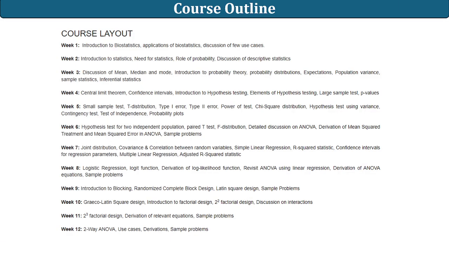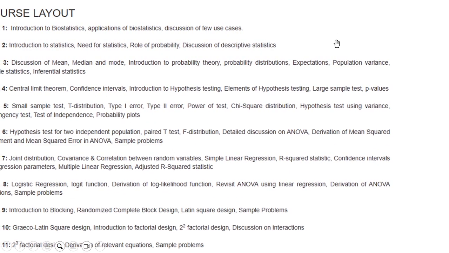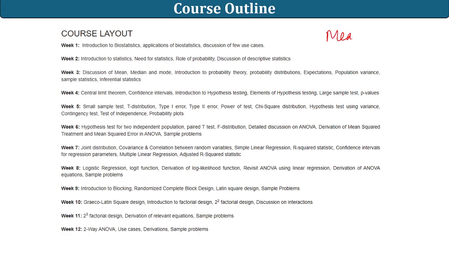In the second week, we discussed what statistics is and where it is going to be used. Then we slowly jumped into the fundamental aspects that we need, like the role of probability. Then we discussed descriptive statistics, where we saw mean, mode, median.